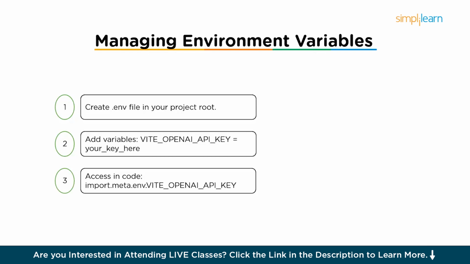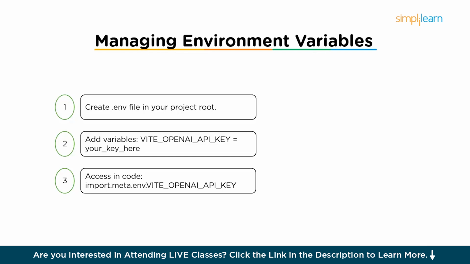Third, we have access in code, which is import.meta.env.VITE_OPENAI_API_KEY. In your JavaScript or TypeScript code, you access these variables through a specific object, like import.meta.env.VITE_OPENAI_API_KEY for Vite, or process.env.REACT_APP_OPENAI_API_KEY for Create React App. This mechanism injects the values during the build process.